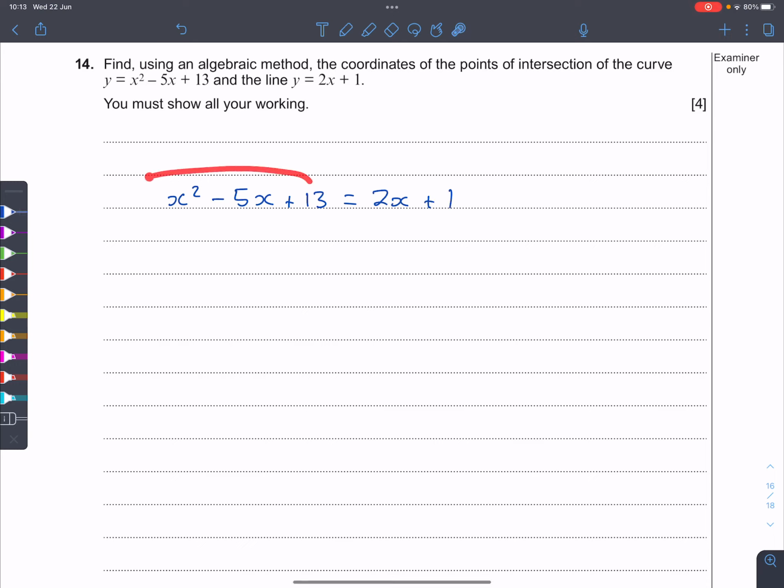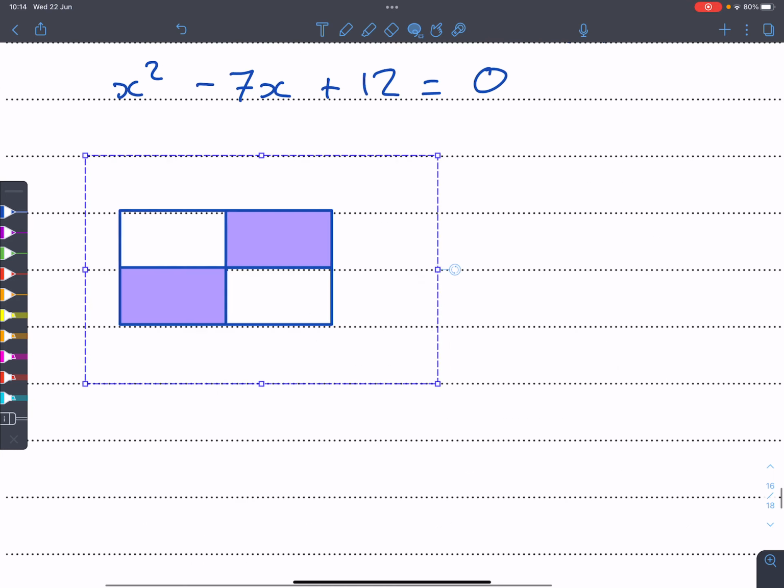And what we have here is a quadratic. If we have to solve a quadratic, we want to make it equal to 0. So I'm going to get rid of everything from this side. I'm going to take 2 x's off both sides, and I'm also going to take 1 off both sides. That will leave me with x squared minus 7x plus 12 equals 0. And we have a quadratic here to solve.